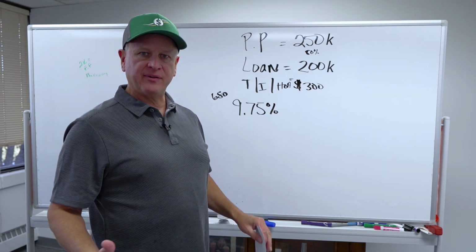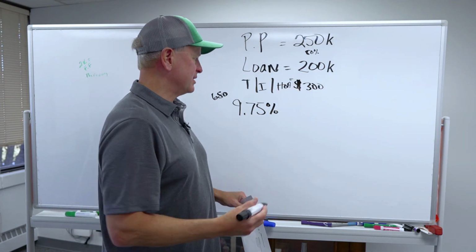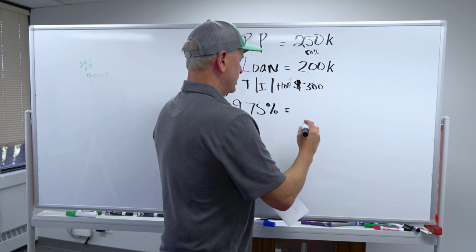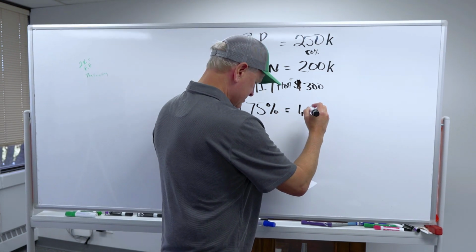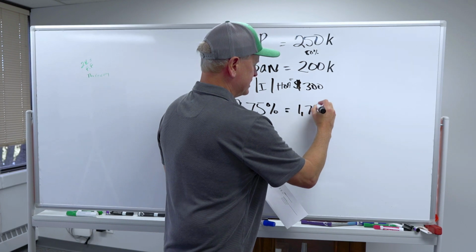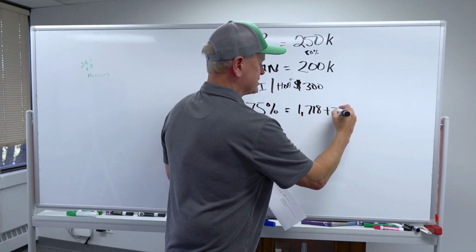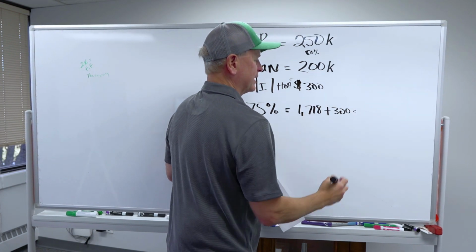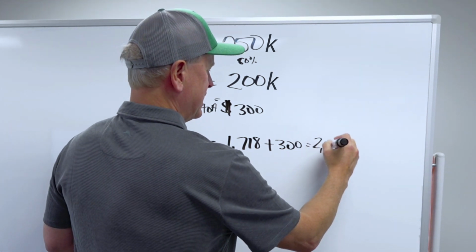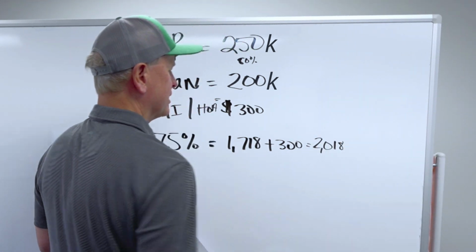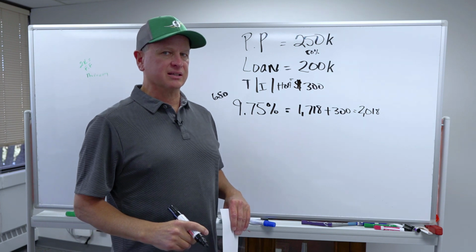So at 9.75, at the $200,000 on a 30-year loan, you're looking at a payment of $1,718. We're going to add the $300, and we're going to show that the payments monthly are going to be $2,018.